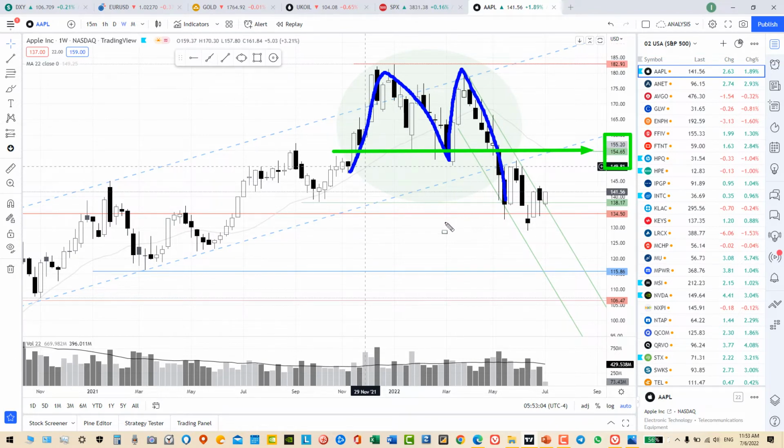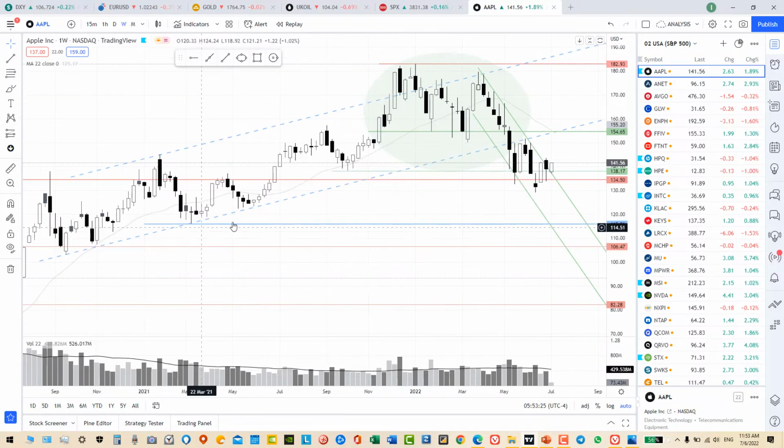So keep in mind that this reversal pattern damaged the uptrend over the weekly chart. The picture is not as bullish as you may think. It's indeed bearish over the long and the medium term. Why is the technical outlook for Apple bearish?